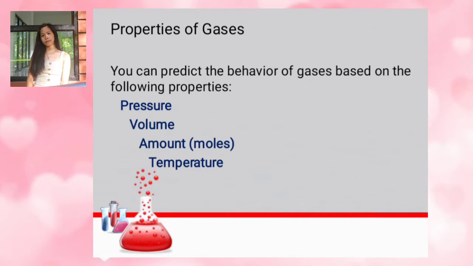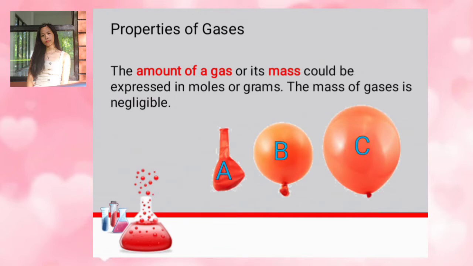You can predict the behavior of gases based on the following properties. First is pressure, volume, amount or moles, and the last is temperature. The amount of a gas or its mass could be expressed in moles or grams. The mass of gases is negligible, kagaya nitong mga balloons. Ito yung halimbawa ng amount of a gas or its mass.